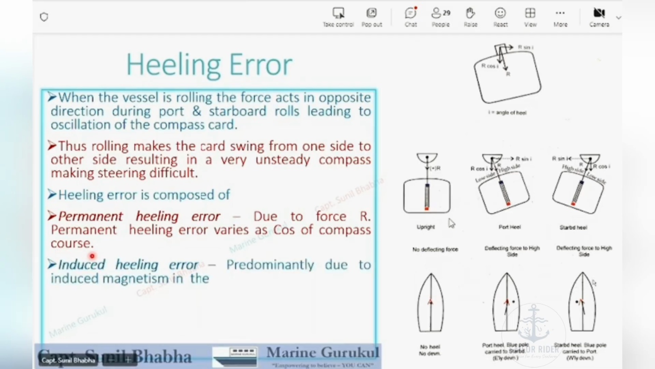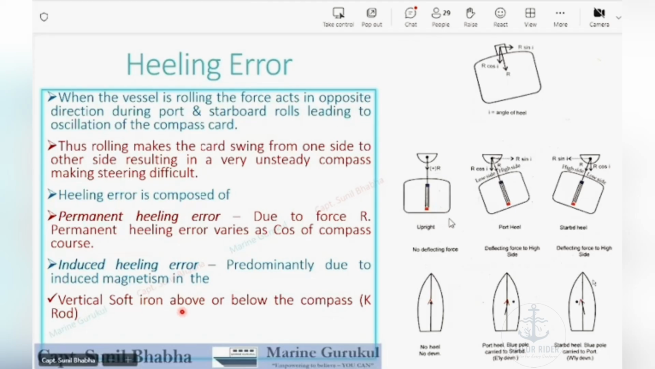The second cause which can generate heeling error is induced magnetism in the ship, and that is called induced heeling error. This induced heeling error is predominantly caused due to induced magnetism in two kinds of structures.